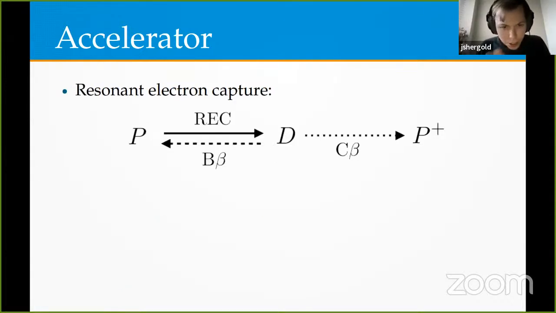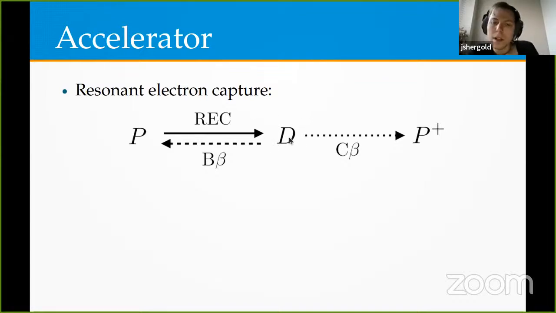So let's just look at these processes in a bit more detail. For the resonant electron capture process, you take some parent state P, and you resonantly electron capture to some daughter state D. The idea is that you would effectively run this ion beam of parent states through the CNUB for some given amount of time. You would strip the electrons off, and then you would count the number of daughter states.